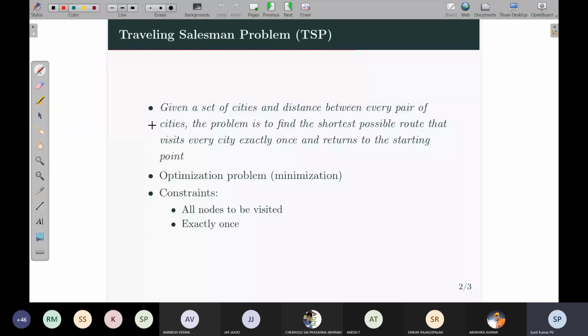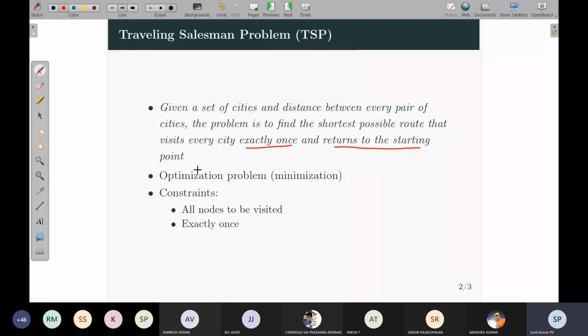So just read this. Given a set of cities and the distance between every pair of cities, so between every pair of cities the distance will be available, the problem is to find the shortest possible route that visits every city exactly once. This is one constraint. And it returns to the starting point. That is the second constraint.